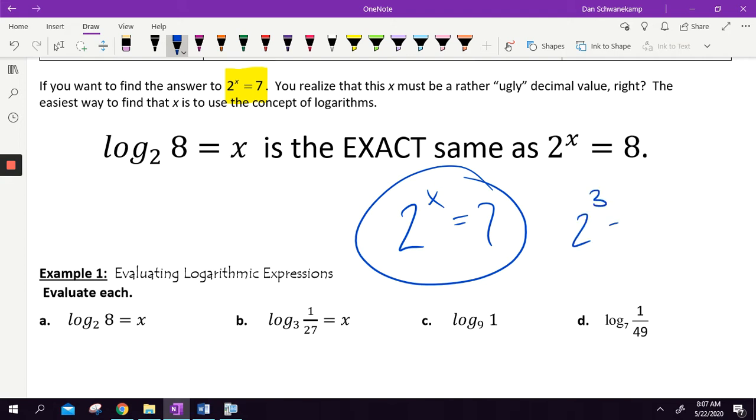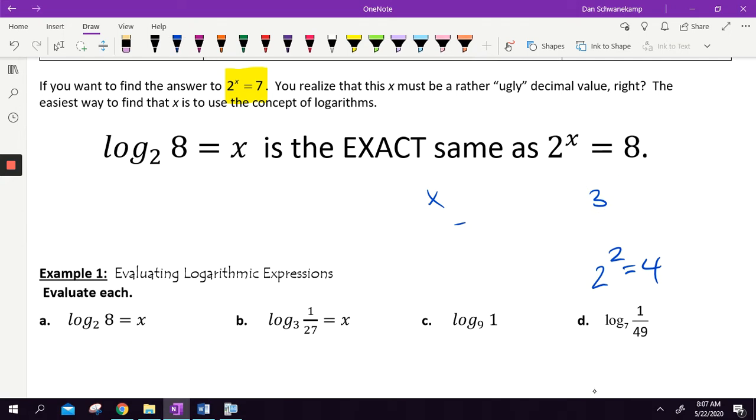Well, 2 cubed gets me 8, so I know that x has to be less than 3, but 2 squared only gets me 4, so it's got to be bigger than 2. So it's somewhere between 2 and 3. Right now we don't know how to solve it, but in the next two sections we'll be able to solve that.